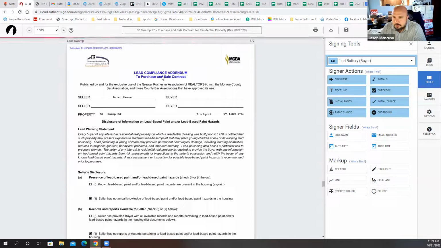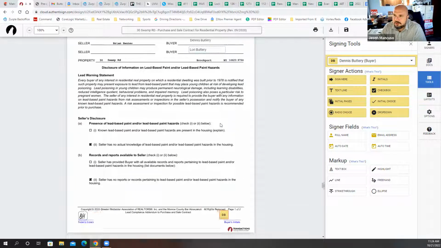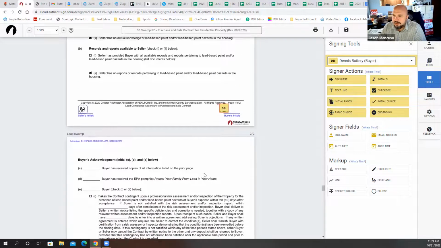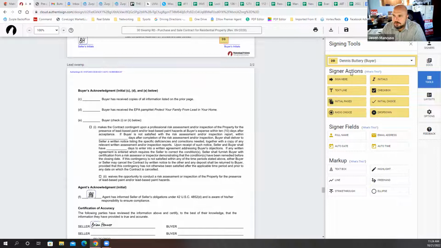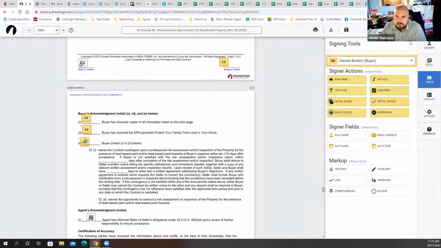Okay. Lead addendum, the buyer does have to sign. First, you have to add their names. So this full name section allows it to be done easy. They're not disclosing anything. Now, a buyer needs to initial. What I like to do is go through each buyer section and then switch the buyer. So there's initial there, initial here, initial here. Added one, initial down here, and one here.